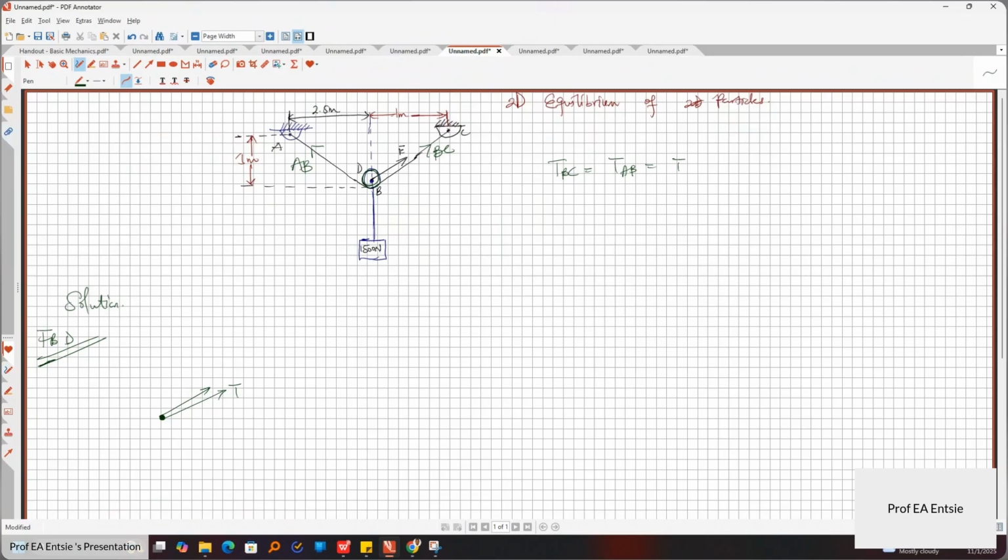If it's T, then it means that this AB too is T. This one too is T. Then I'll have the weight here. The weight of that load is 1500. Then I'll focus on the angles. I'll find the angles. So here, as you can see, it's 1 meter. Here is 2.5 meter, it means I can find theta.